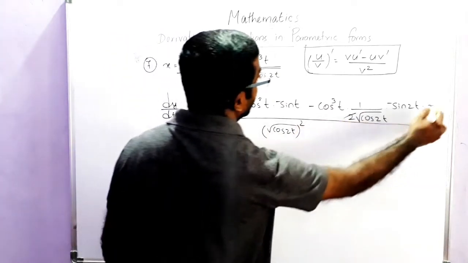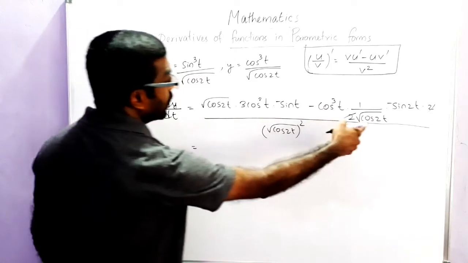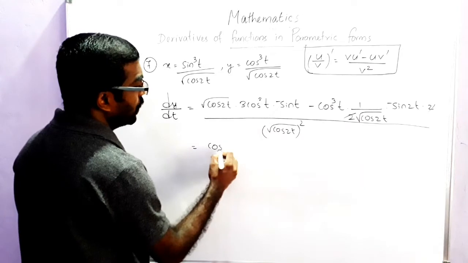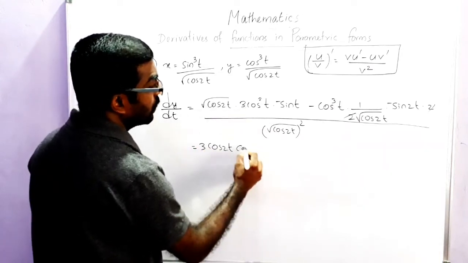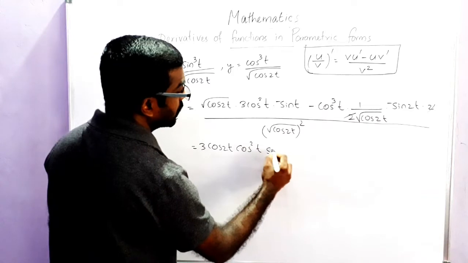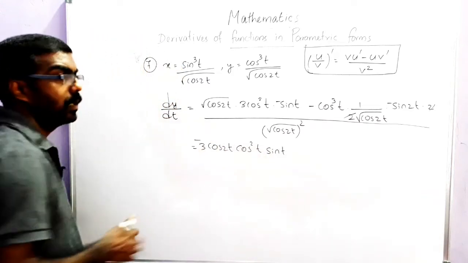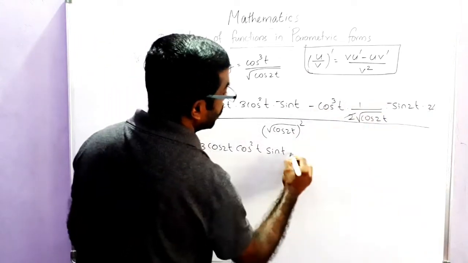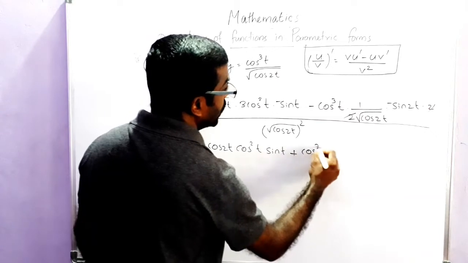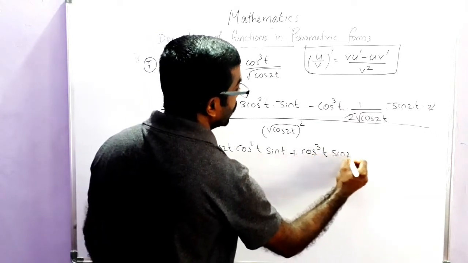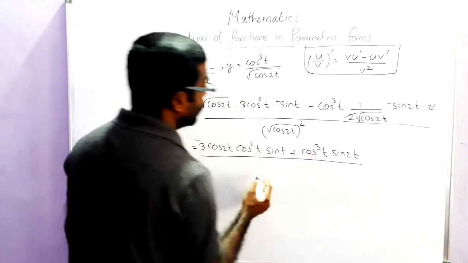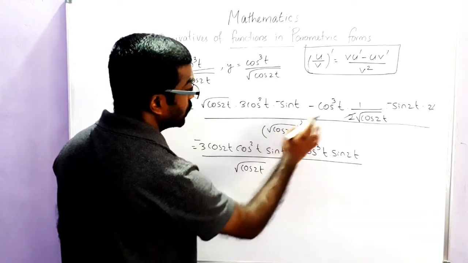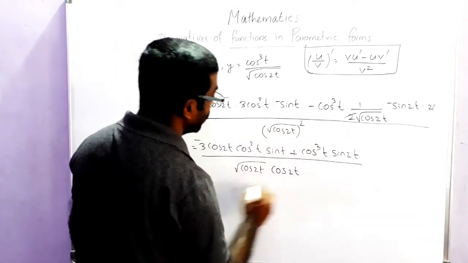Here also we can cancel this 2 and we can cross multiply as in the previous case, root cos 2t into root cos 2t, it becomes cos 2t, then 3 cos square t minus sin t, that minus we can write first. Okay, so it becomes minus 3 cos 2t cos square t sin t. Here minus into minus plus cos cube t into sin 2t whole divided by this one root cos 2t and one more term is there, root cos 2t the whole square, it is cos 2t.